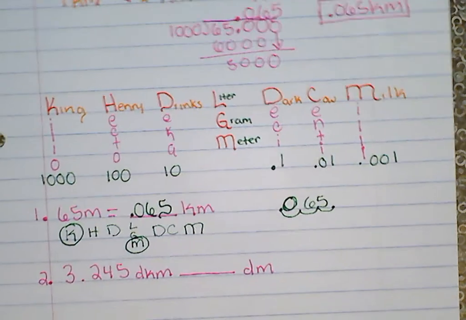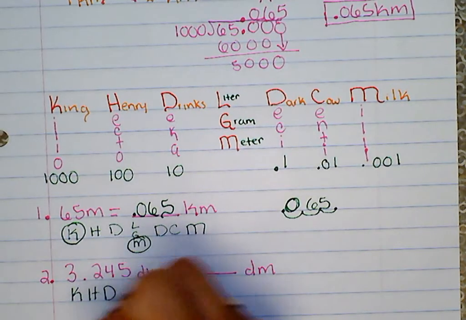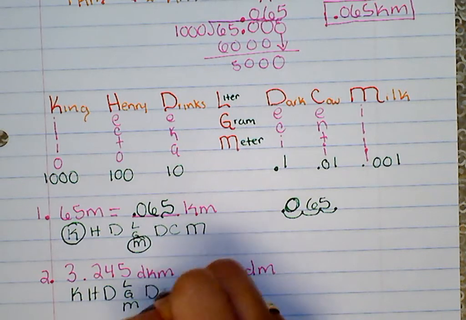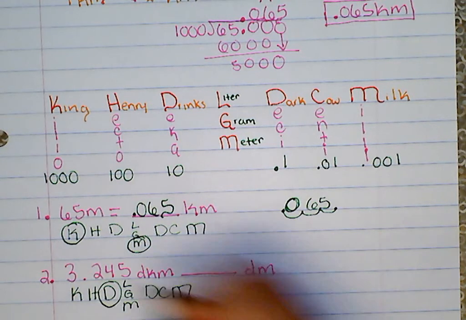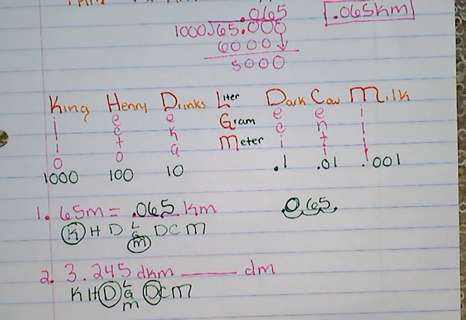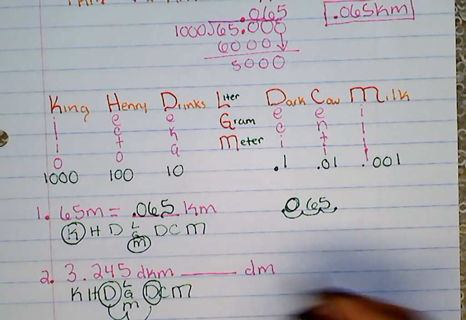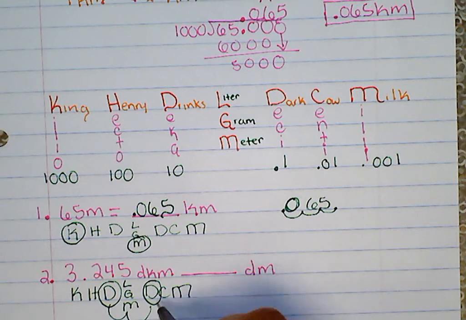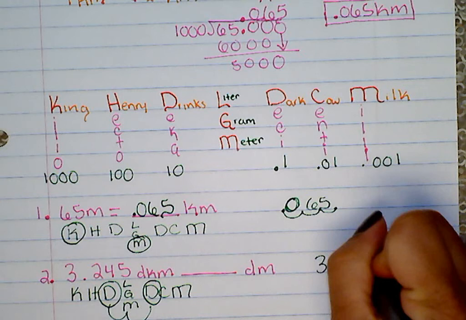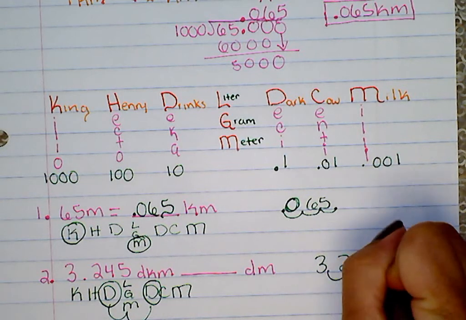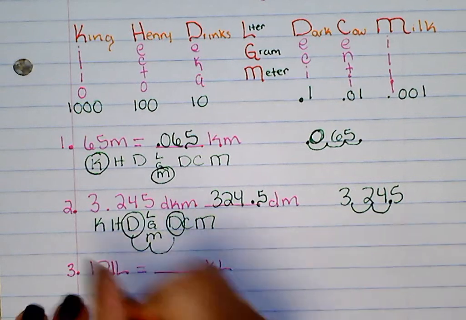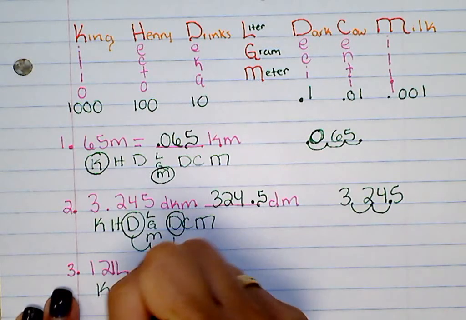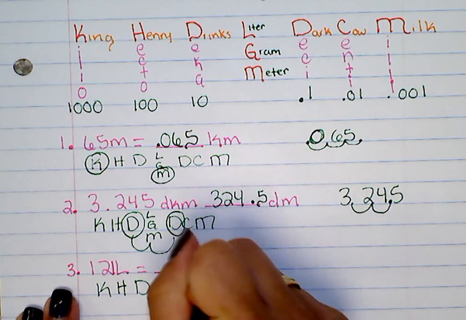Okay, let's try this one. Again, I'm going to recreate this every time. We're going to go from decameters to decimeters. And how many times do we jump? 1, 2. So we jump 2 times to the right. So I move my decimal 2 times to the right. The more times you write this, the better you're going to be at remembering this.